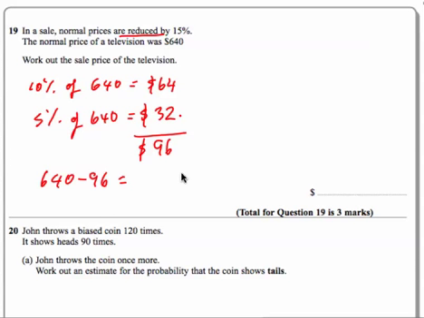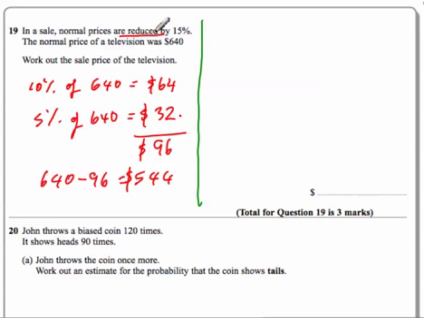Okay, which is $544, isn't it? So that's $544. Now that's the first way of doing it. It's perfectly fine, nothing wrong with that. Let's try and think of a different way of doing it.